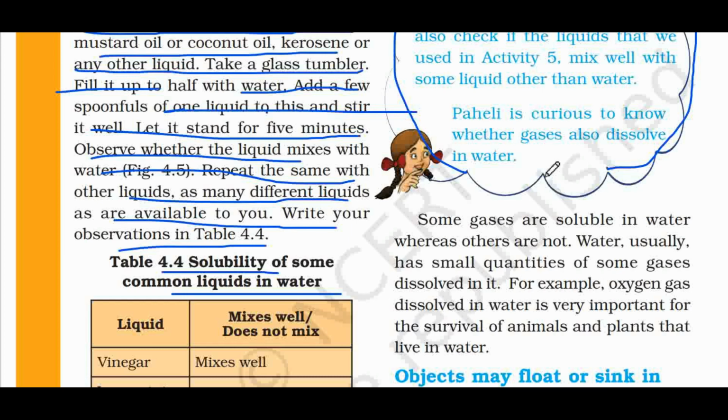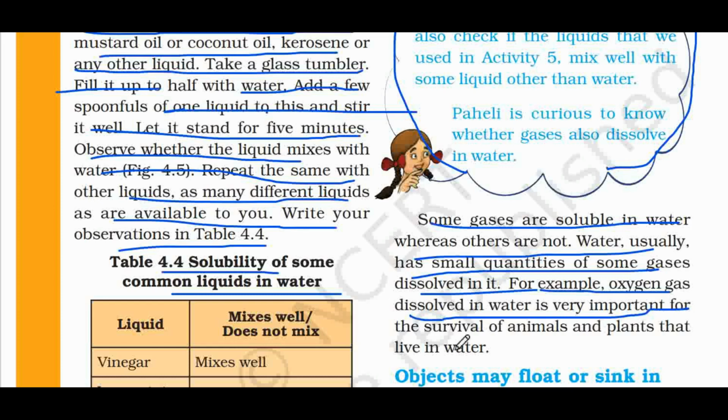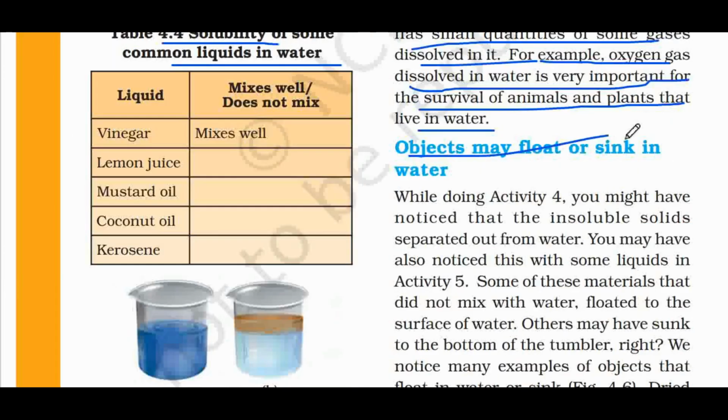Some gases are soluble in water whereas others are not. Water usually has small quantities of some gases dissolved in it. For example, oxygen gas dissolved in water is very important for the survival of animals and plants that live in water. Objects may float or sink in water.